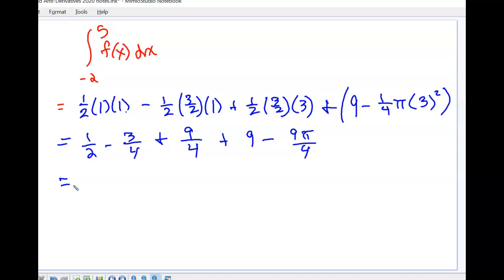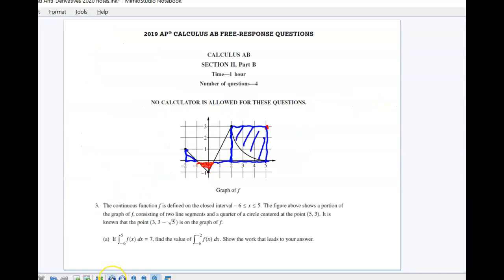So if I collect like terms, I'll just change this to 2/4. So this is going to give me 11/4 minus, 3 is going to be 8/4. So this part here combines to be 2 plus 9 minus 9 pi over 4. And this works out to be 11 minus 9 pi over 4. So that's the area from -2 to 5.